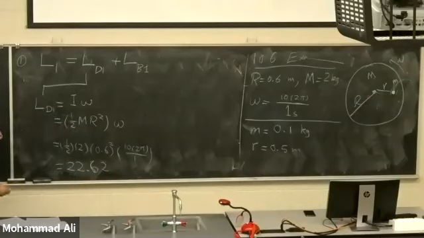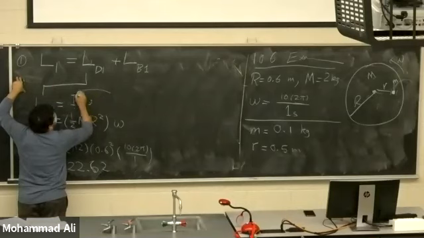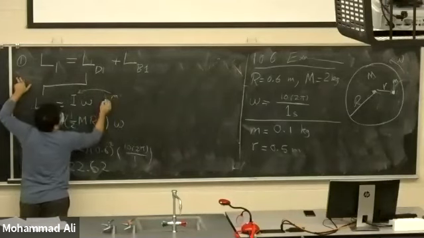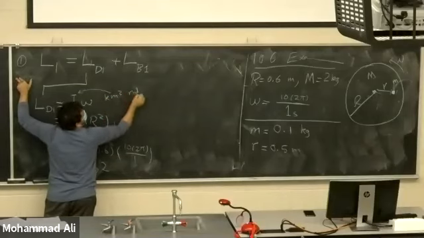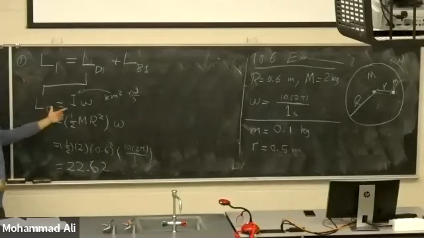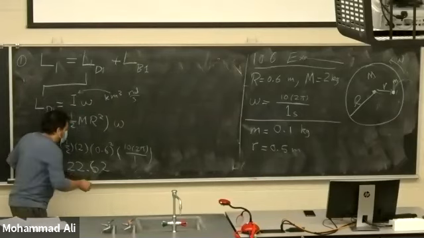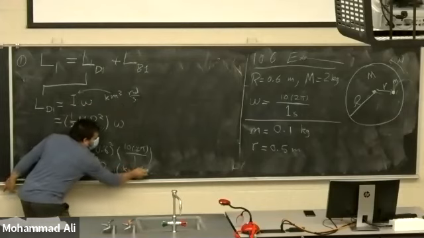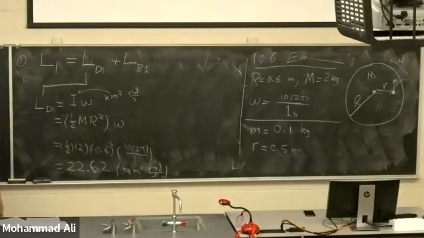What is the unit? The unit is moment of inertia, kilogram meter square. Omega is radian per second. These are the units of angular momentum: kilogram meter square, radian per second. It's a long one.